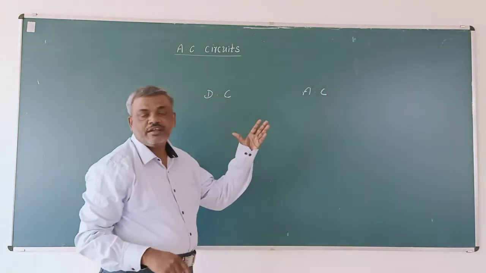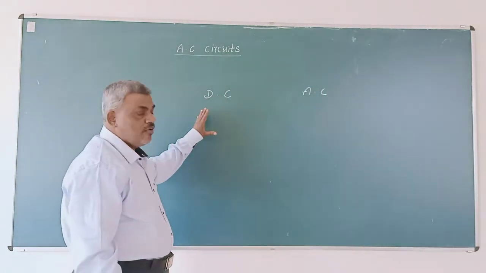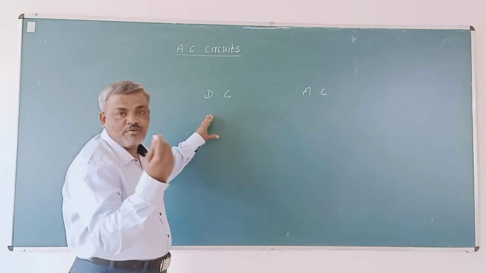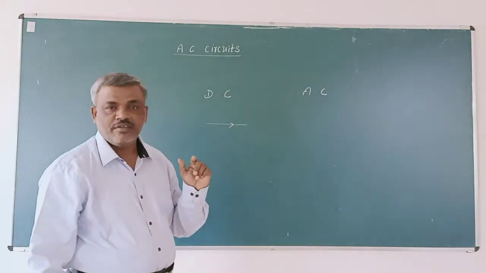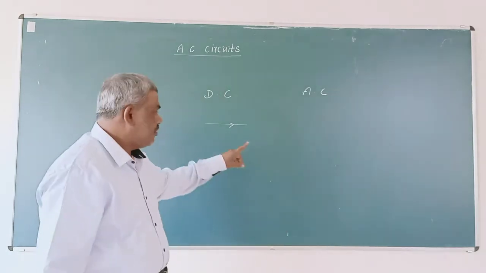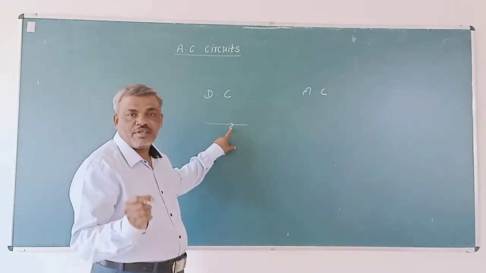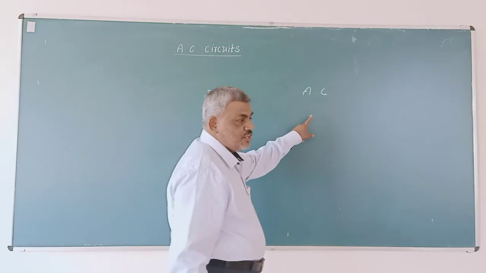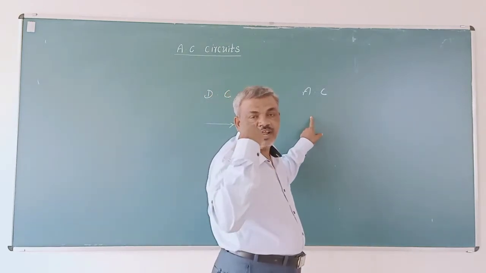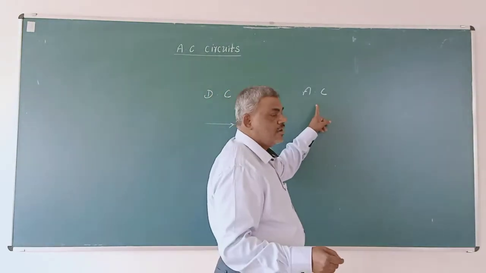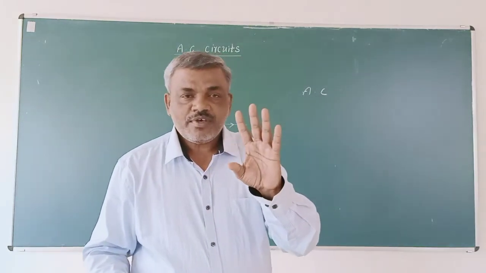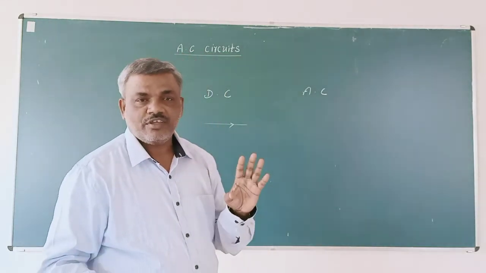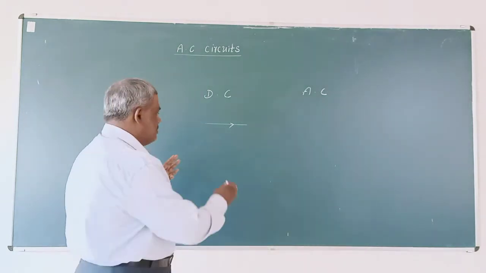DC is direct current. The direction of flow of current remains the same with time, that is DC. The direction of flow of current periodically varies with time, that is alternating current. So now there are two types of circuits: DC circuits and AC circuits.